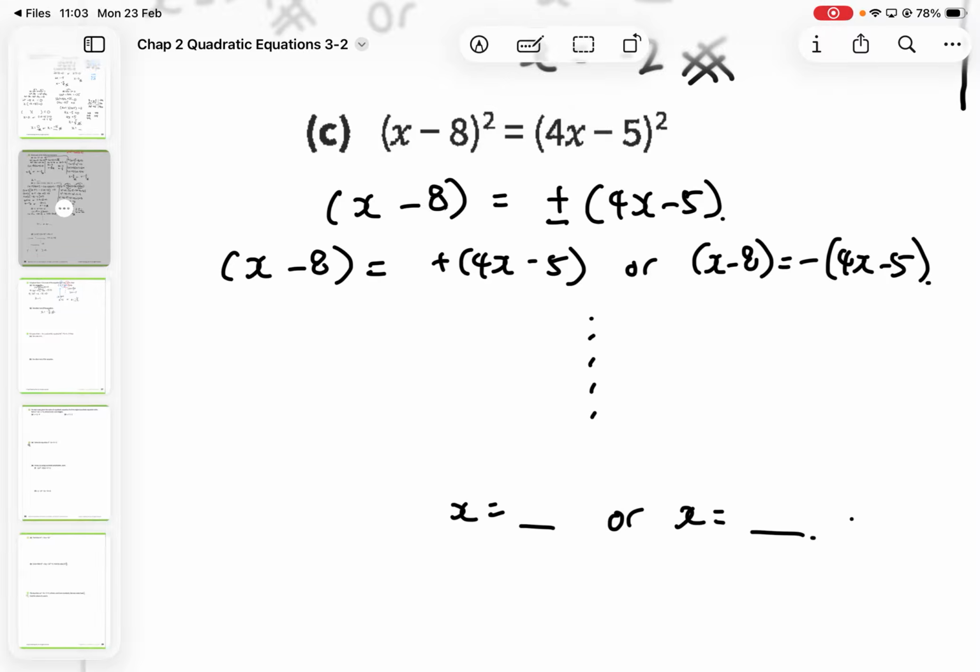One of the solutions is this left hand side equals to the positive of this. The other solution is this left hand side equals to the negative of this. Then continue.